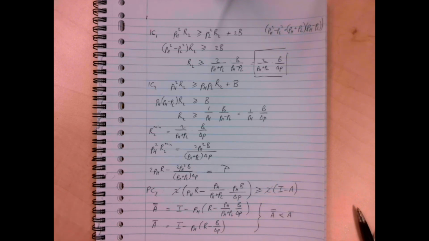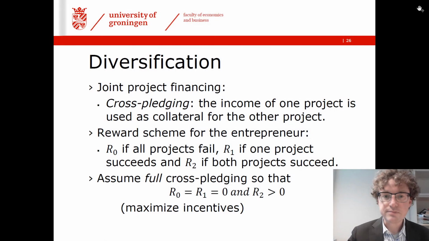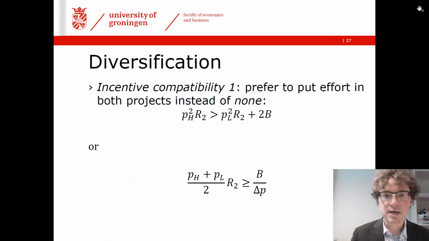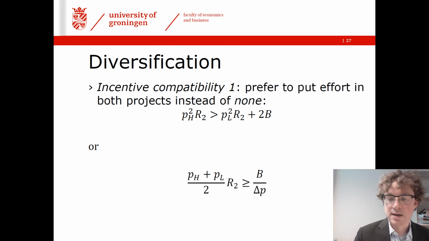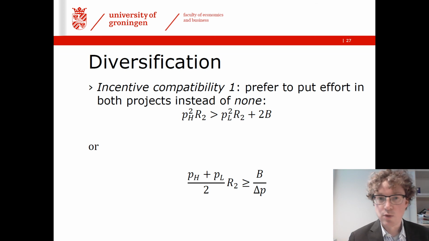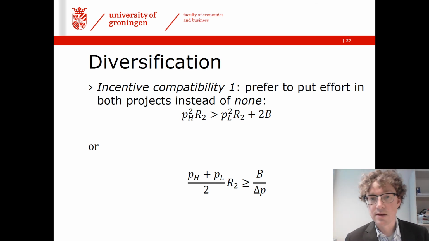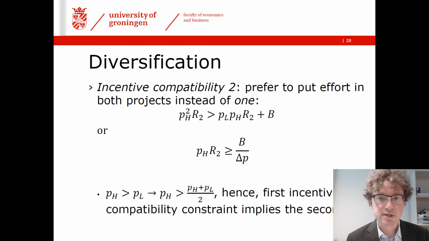So let's see how this works in the slides. Let's go back to the slide. So we were here. We had this first incentive compatibility condition: the entrepreneur needs to be better off working on both projects rather than being lazy on both projects. But the second incentive compatibility condition says the entrepreneur also needs to prefer to put in effort in both projects instead of only one.